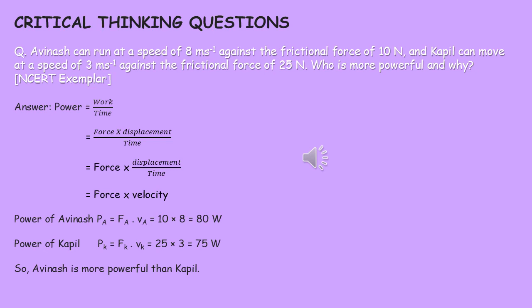So power of Avinash PA will be FA into VA, that is 10 into 8 or 80 watt. Similarly, power of Kapil PK is equal to FK into VK, that is equal to 25 into 3 or 75 watt. If we compare the values, we will be getting that Avinash is more powerful than Kapil.